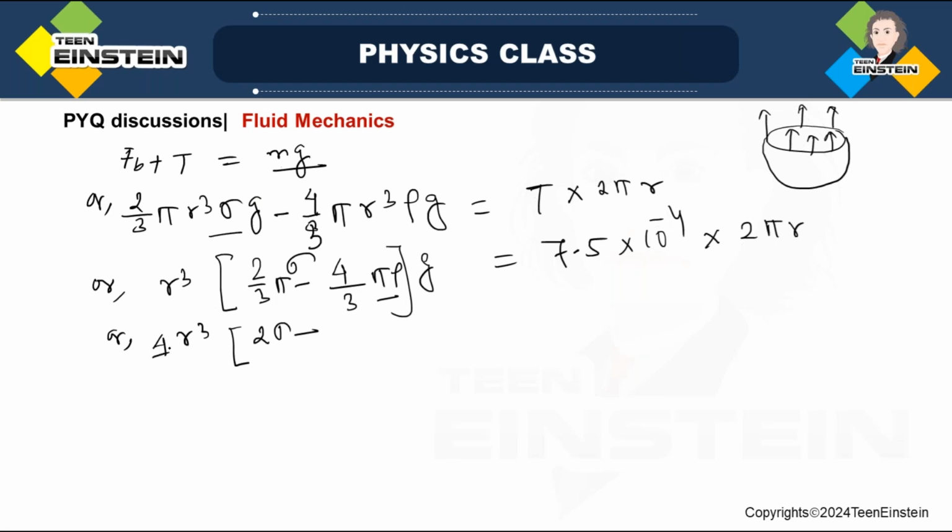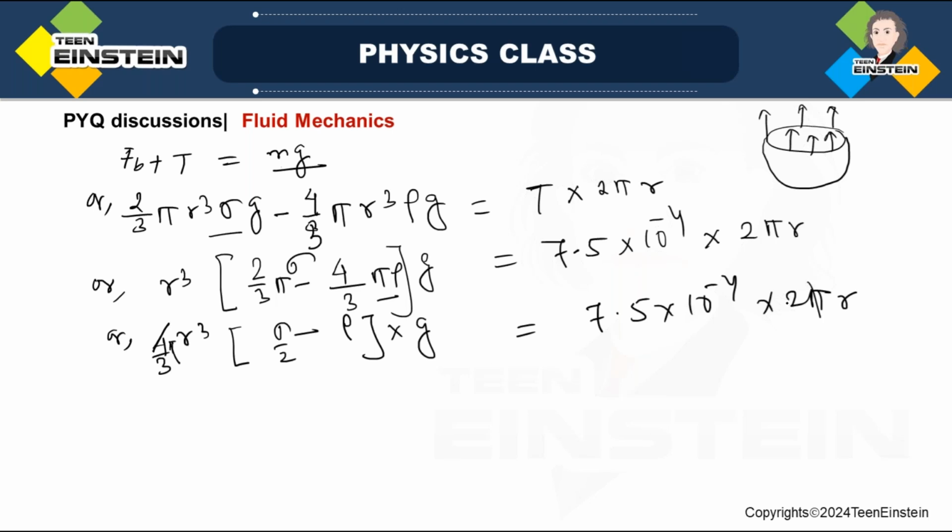Let me take 4 pi by 3 common. Then what I get, so I have to multiply and divide. Okay, so this will be sigma by 2 and this is rho into g over here. So this is actually equal to 10 to the power minus 4 into 2 pi small r. So here you look, this pi I can cancel out. This 4 can cancel. Then it will be 2 over here and 3 up in the numerator.